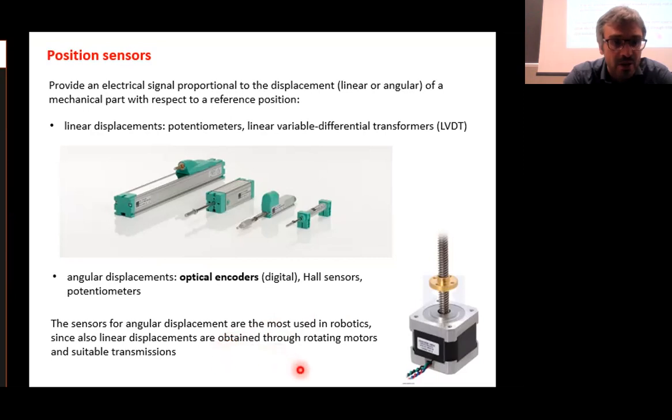In general, the sensors most used in robotics are the angular displacement ones, because even in case of linear motion, let's say this is a prismatic joint that moves in this direction, there is always a transmission that transforms the rotational motion of a motor into a linear motion. And of course, it's more convenient to measure the angular displacement of the motor, because it will have much higher accuracy: for many rotations of the motor, you have a very, very small motion of the prismatic joint. So it's more convenient to read the angular displacement for accuracy.